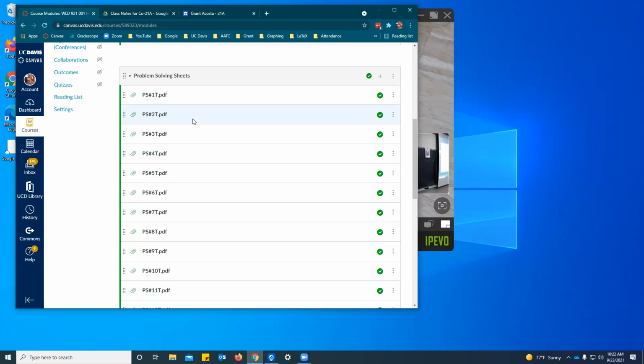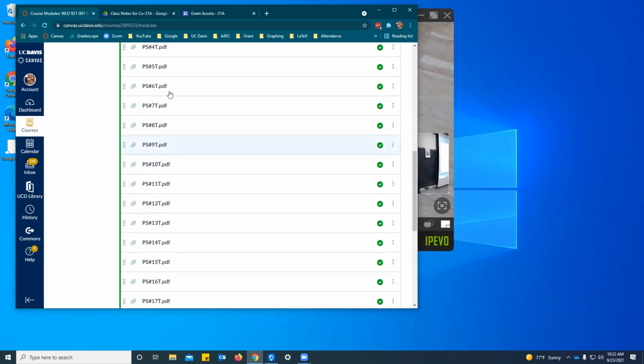You can all work individually. You can spread out, though there's not much more space to spread out, but you could if you want to. You can also work in groups of 2 or 3. That's perfectly fine with me. Do whatever you feel comfortable with. And so you can access those there.